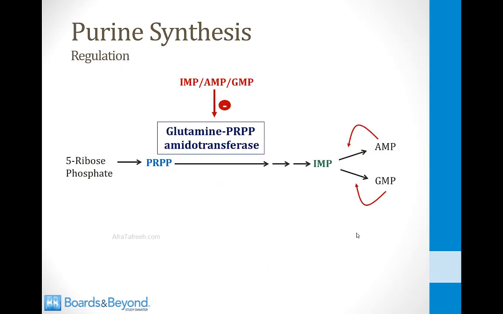You should be aware of how this process is regulated. When the levels of AMP or GMP become elevated, they can inhibit the conversion of IMP. And then the rate-limiting enzyme in this process is an enzyme called glutamine PRPP aminotransferase. This enzyme is inhibited when the levels of IMP, AMP, or GMP become elevated.